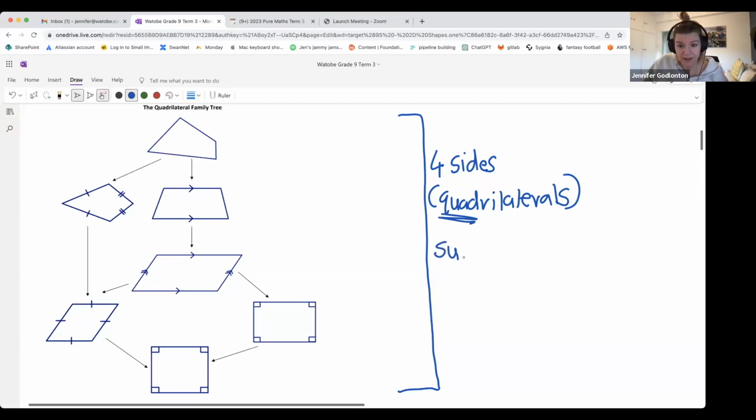The sum of all of their angles will be equal to 360. I love that. So the sum of their angles will be equal to 360 degrees, the same way that the sum of angles in a triangle is equal to 180. That's beautiful. Well done. Okay, cool. Let's try and move through these now.